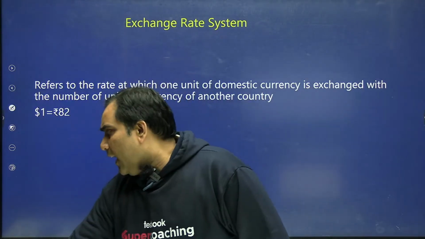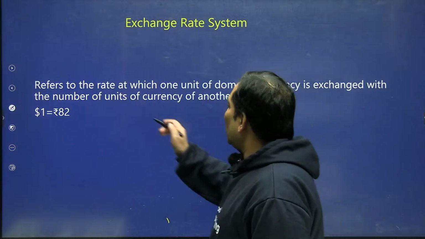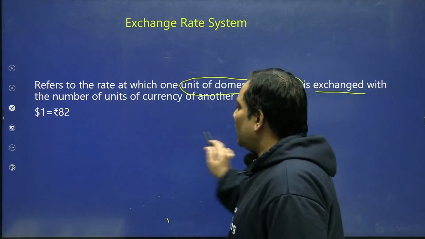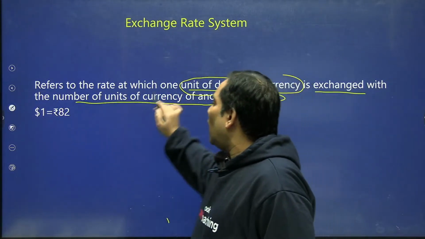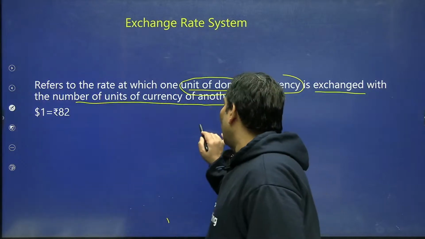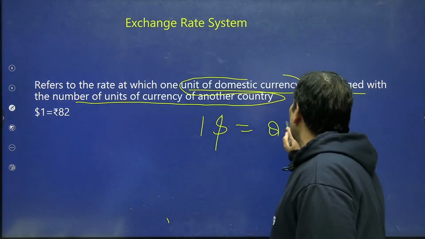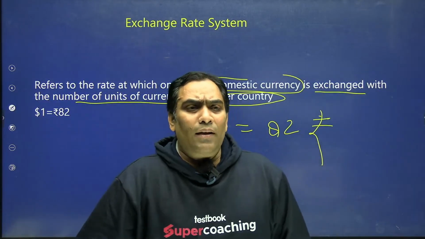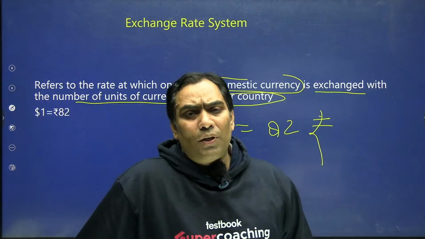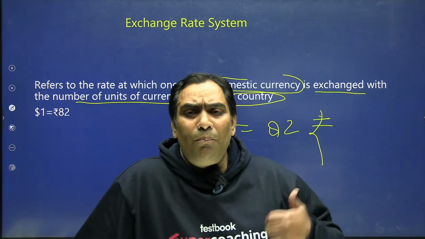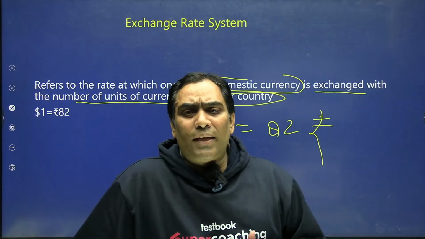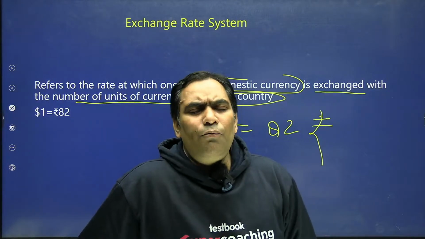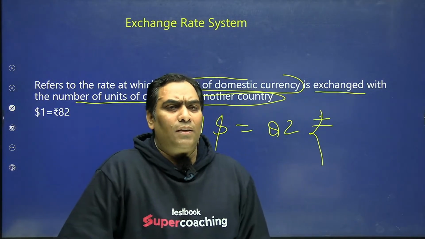So we can say the exchange rate is the rate at which 1 unit of domestic currency is exchanged with a number of units of another currency. Suppose the value of $1 is equal to 82 rupees. The meaning is that in order to get $1 we have to spend 82 rupees. That is, how much currency we need to exchange in order to get one unit of foreign currency. That is the meaning of exchange rate system.